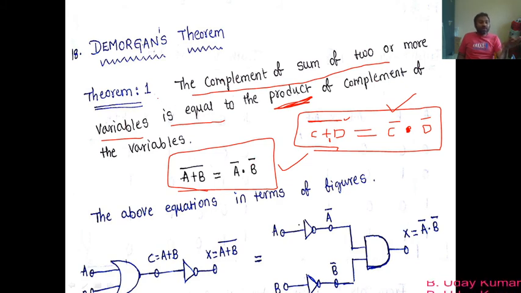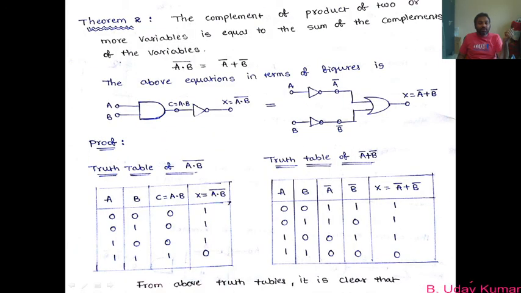Since we have completed De Morgan's first theorem, I hope you have completely understood the statement and its conversion into a mathematical expression. Similarly, we will try to understand De Morgan's second theorem, that means its statement and its conversion into a logical equation. The proof part we will discuss in our next video. So now coming to the statement of De Morgan's second theorem.